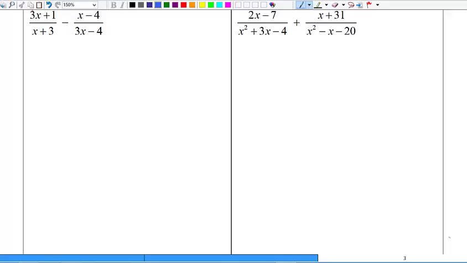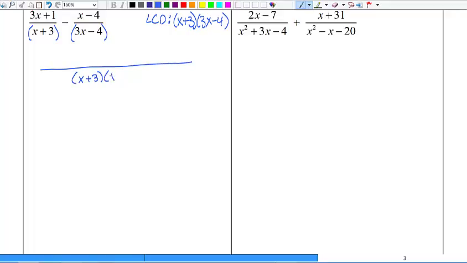The first step on this problem is to find the LCD. Each of the denominators is a binomial, and they can't factor anymore because they're both linear. So I have to write each factor and raise it to its highest power. Each of the greatest powers is just 1, and that's my LCD. So I want to rewrite these two fractions with a common denominator of x plus 3 times 3x minus 4.